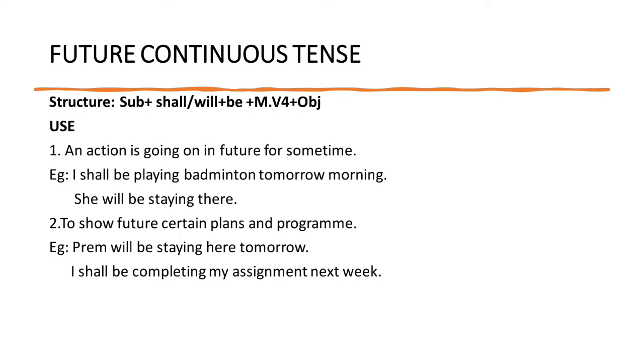Next is to show future certain plans and programs. When we have to show some future plans and programs, in that case also you have to make the sentence in future continuous tense. Let's see the example. Prem will be staying here tomorrow. I shall be completing my assignment next week.